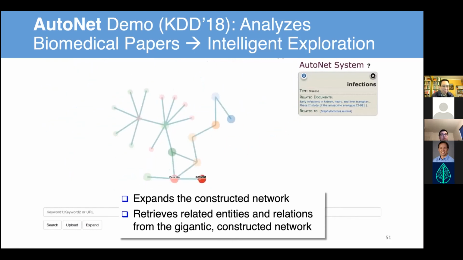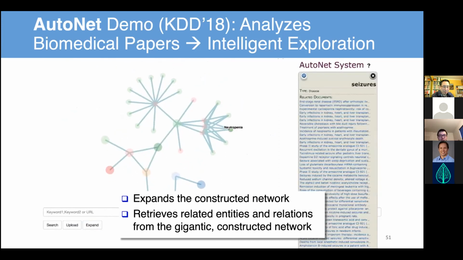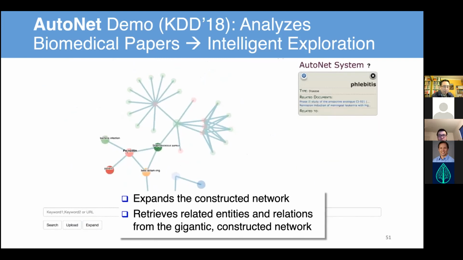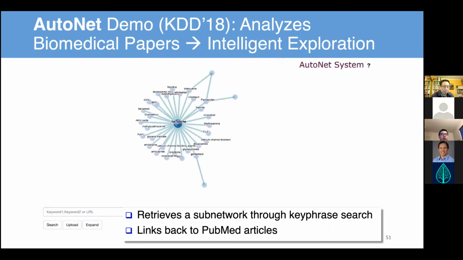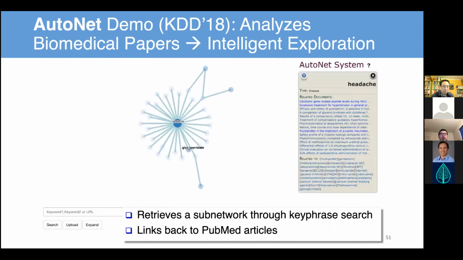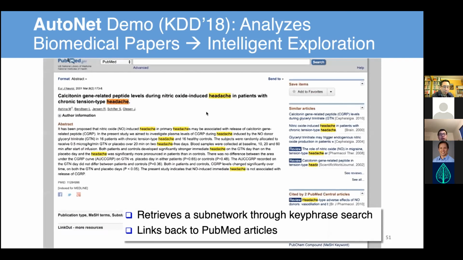So you can keep clicking that expand button to get more. Every time it will give you ten-ish things from a browse-first search. You can also type some keywords to search, and we will provide a link back to PubMed. Like if you type headache, we will get all its related concepts. And you can click the link back to the document that mentions this headache.